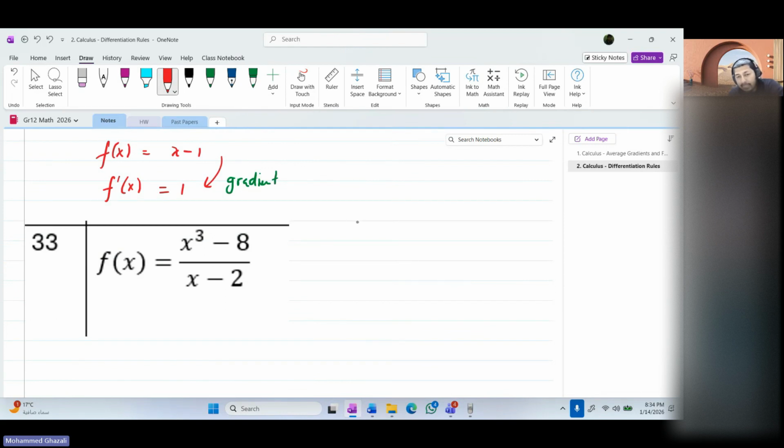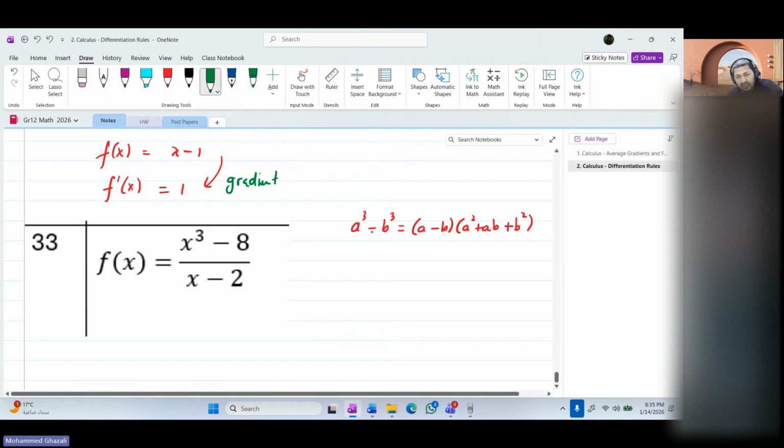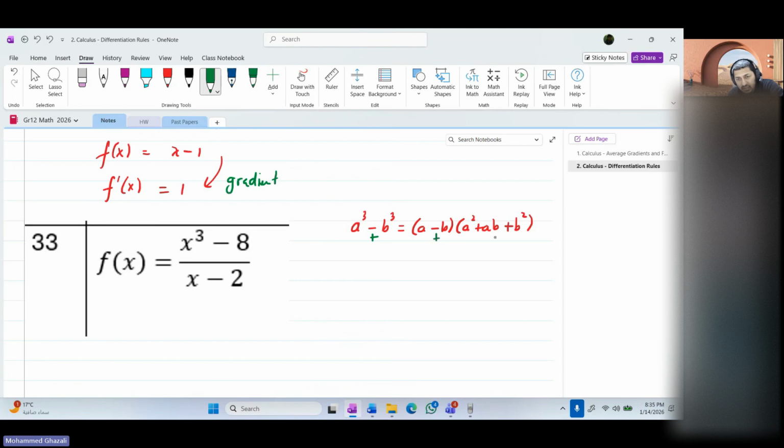So if you remember cubic factorization, especially with these ones, you're going to say a cubed minus b cubed is a minus b, into a squared, the product of these two with opposite signs, so plus ab, and you square the negative b, you get plus b squared. Okay? Now, what if there's a plus here? If there's a plus here, then this will also become plus, and only the middle sign will become negative there. Right?